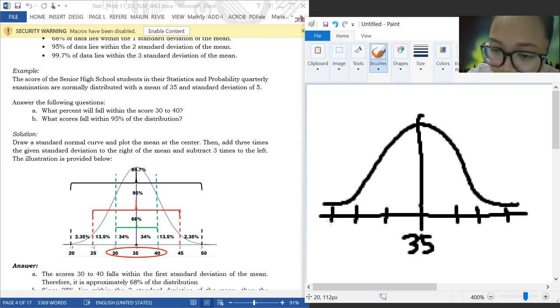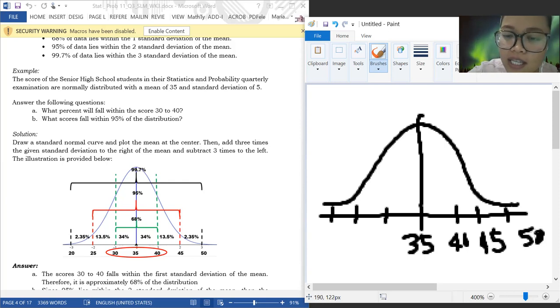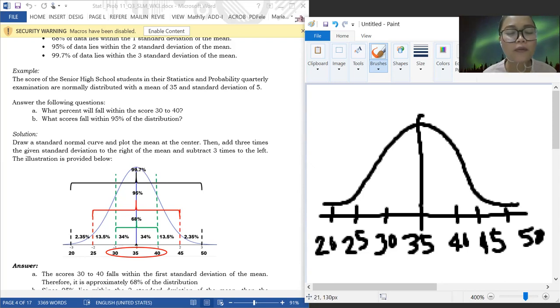So, 35 plus 5 is 40 for the next one. 40 plus 5 is 45. 45 plus 5 is 50. Then, on the lower side, you subtract, since the gaps are 5. The standard deviation is 5. So, 30, 25, 20. That is the shape.